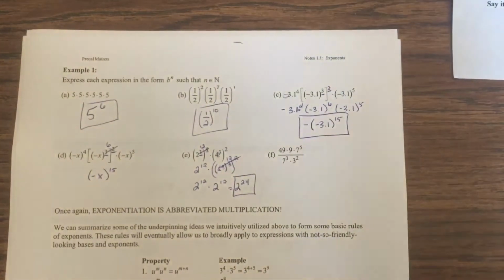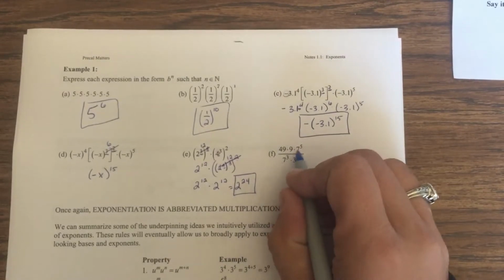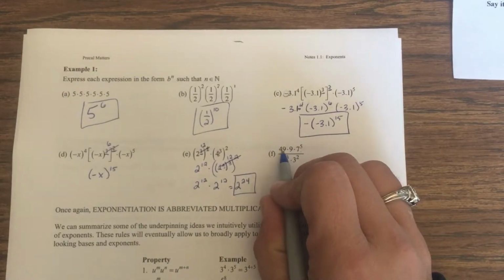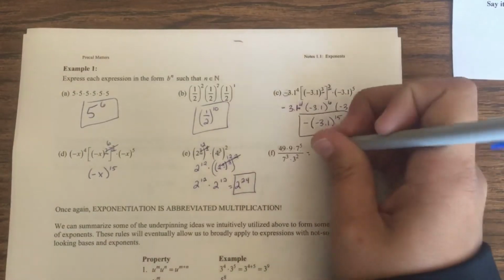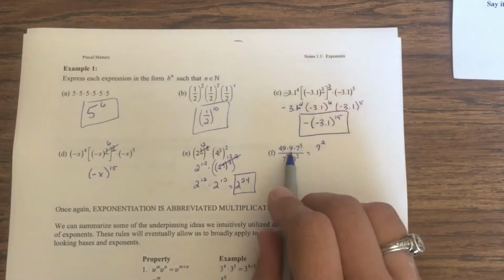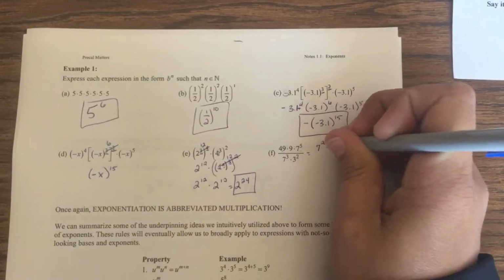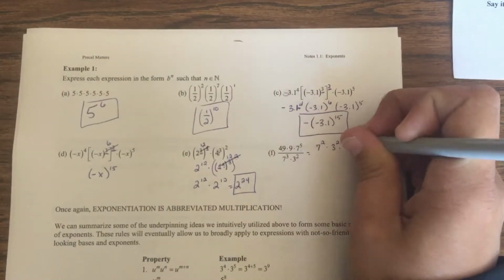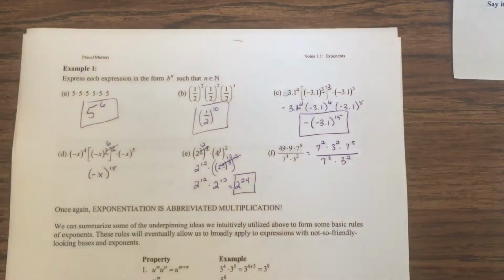Hopefully that made sense. And then this guy, I have the same issue. I've got some 7s, and I've got a 49, and I know that 49 is 7 squared. So I'm going to rewrite this as 7 squared. And then this 9, I know is 3 squared. So this is 3 squared, 7 to the 5th, 7 to the 3rd, 3 squared.